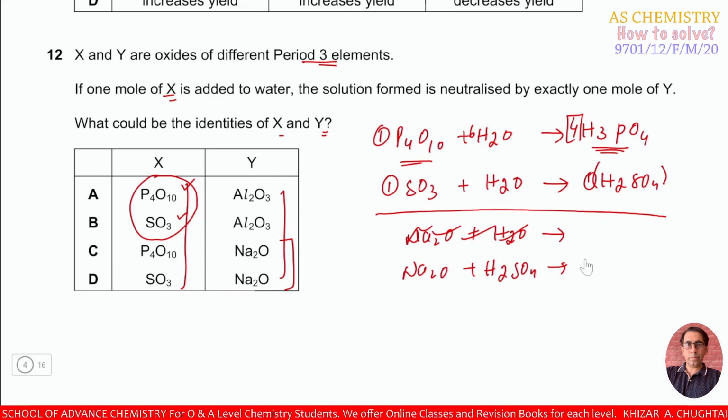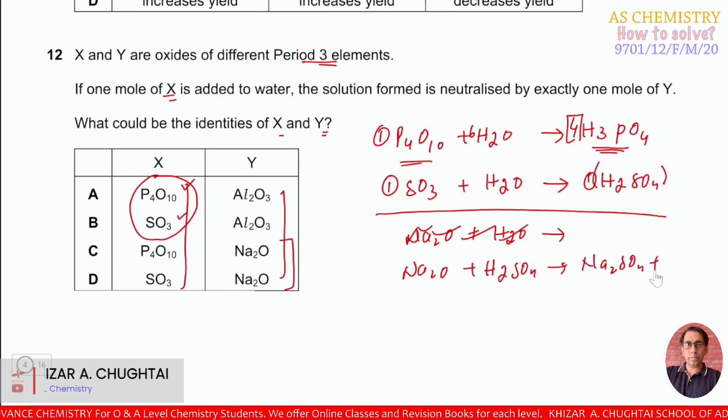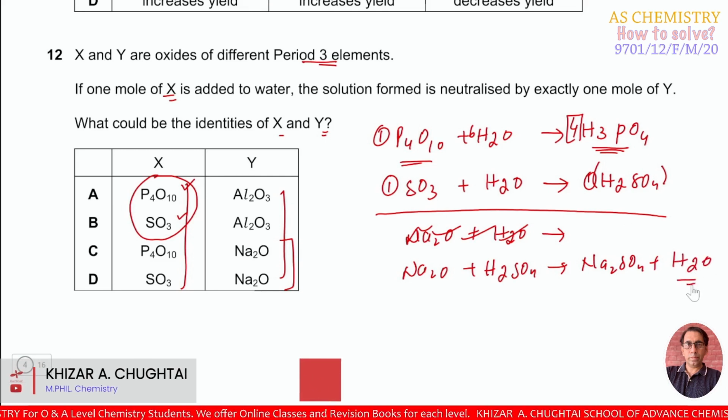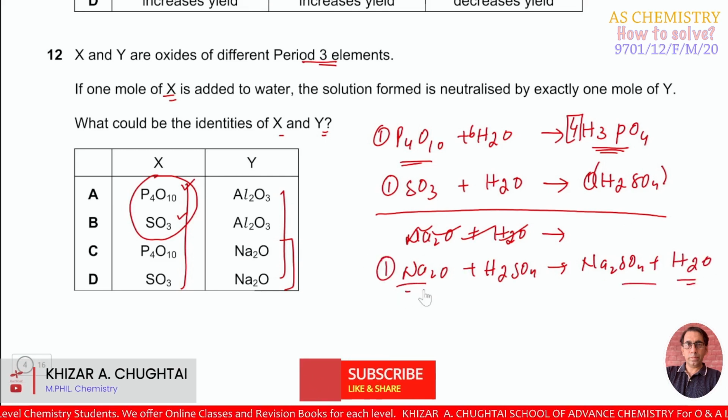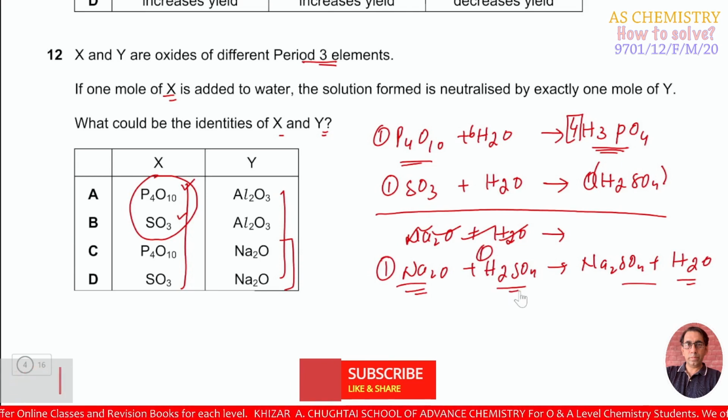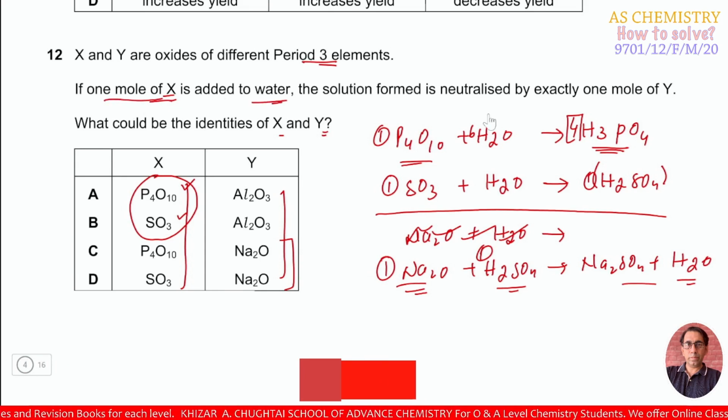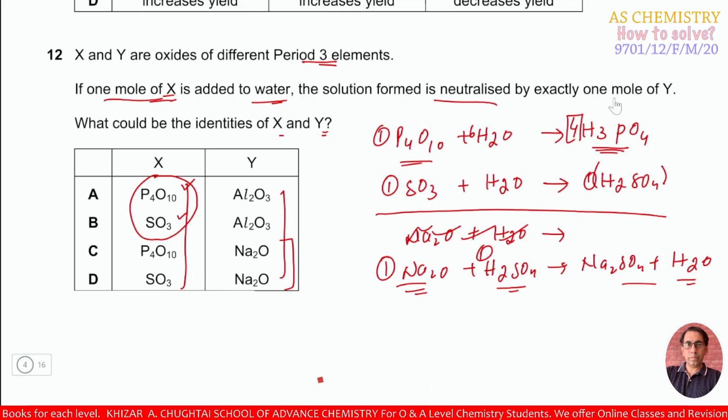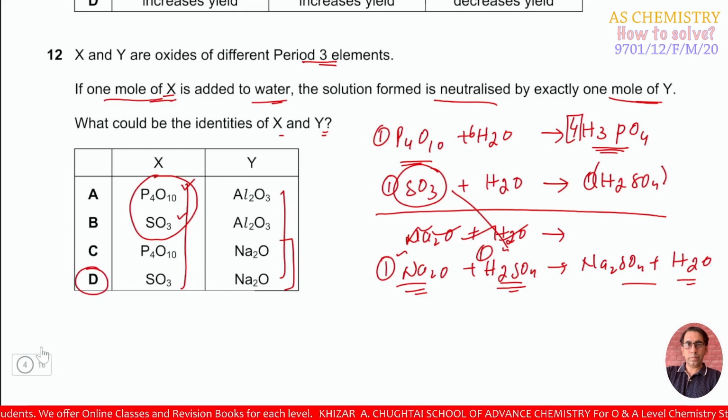What should be the answer? The answer should be Na2SO4 plus H2O. So 1 mole of Na2O is going to react with 1 mole of H2SO4. There is a 1 to 1 ratio. 1 mole of X is added into the water, and it is neutralized exactly by 1 mole of Y. So it is also the 1 mole sodium oxide and H2SO4, that is basically going to form from SO3. So this is the correct option.